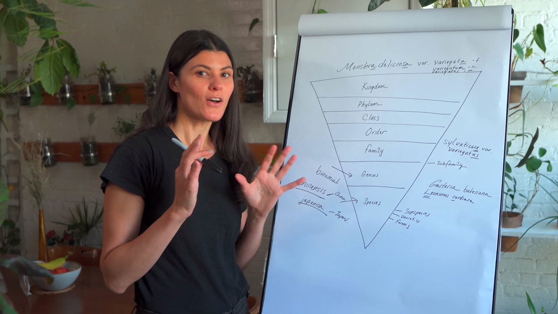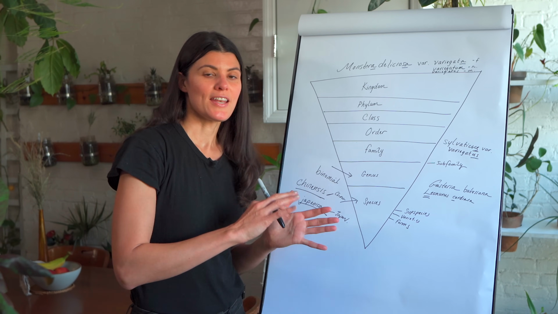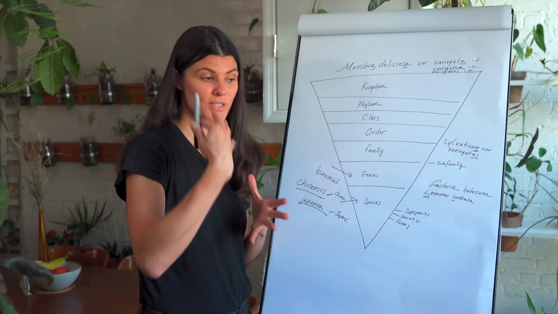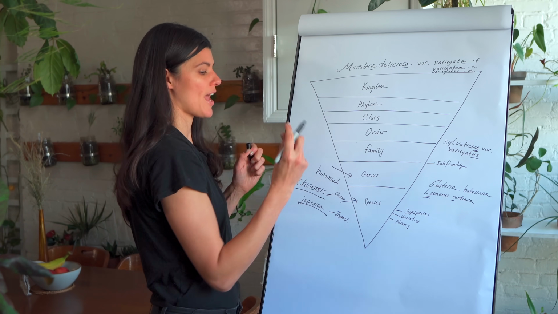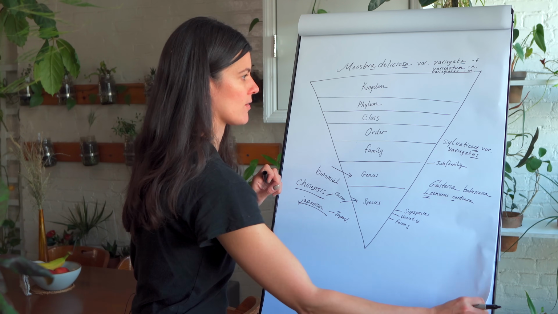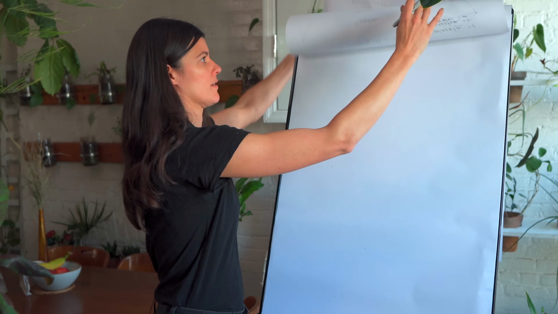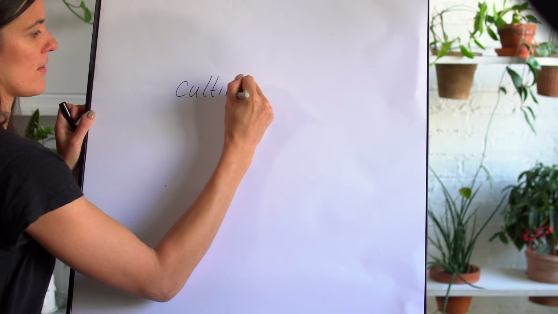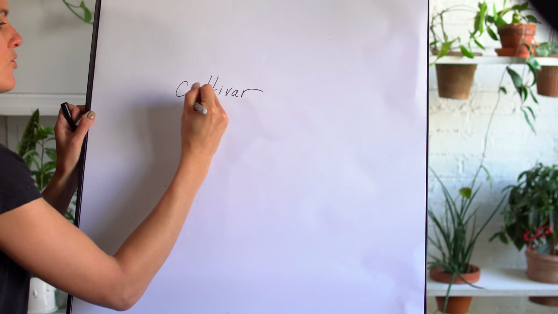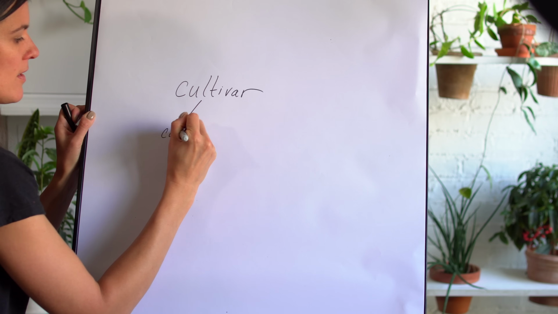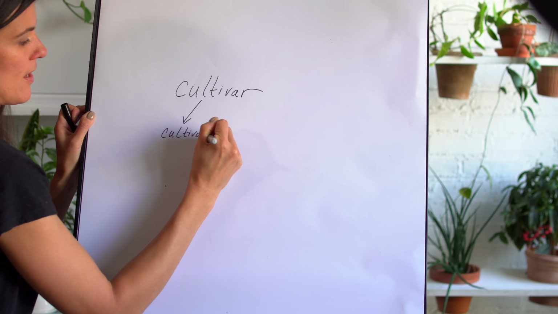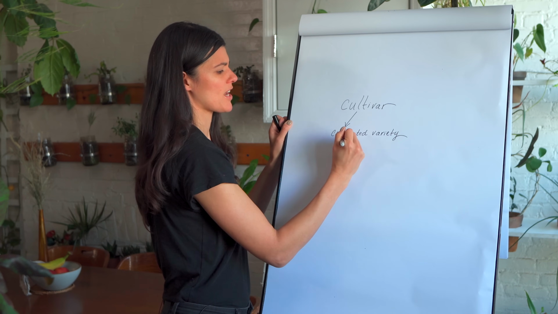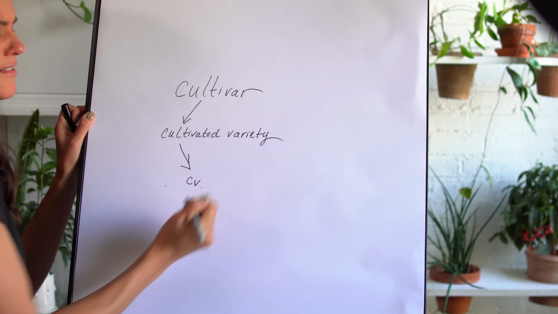Now, if it's a cultivated plant, which was not found in the wild and was specifically selected and cultivated by humans for a specific trait, it is known as a cultivar. And that is shortened from basically cultivated variety. You also could sometimes see it abbreviated as CV.